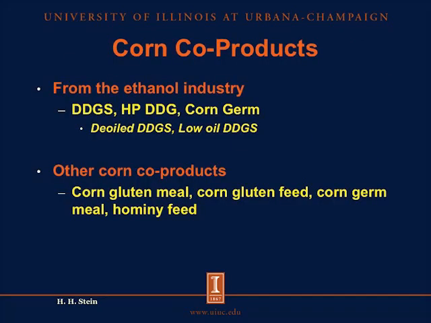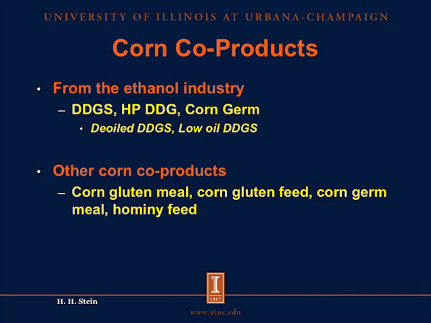Now, if we look at the corn co-products, we can roughly divide them into 2 separate groups. One group of corn co-products are the co-products that are produced by the ethanol industry, and the other group consists of all other co-products. The co-products from the ethanol industry include distillers dried grains with solubles, also called DDGS. We have high-protein distillers dried grains, or HPDDG. We have corn germ, and we also now have de-oiled DDGS and low-oil DDGS. So we have at least 5 different co-products produced by the ethanol industry.